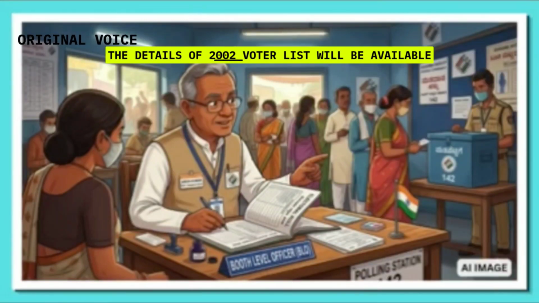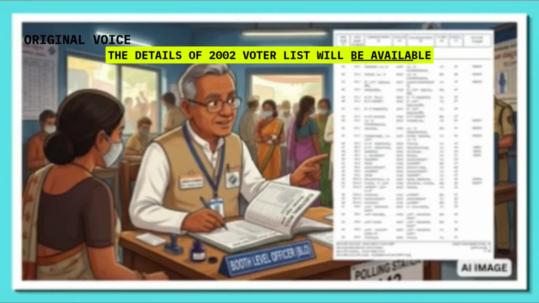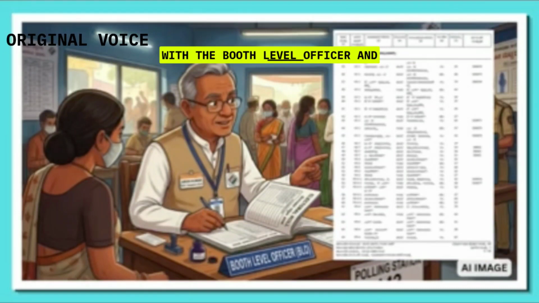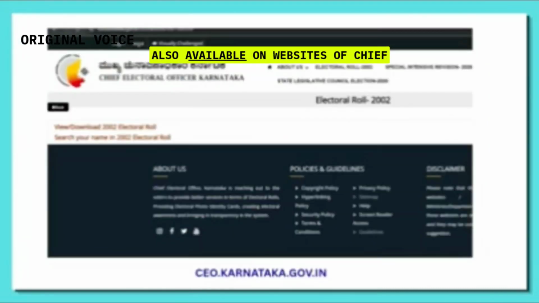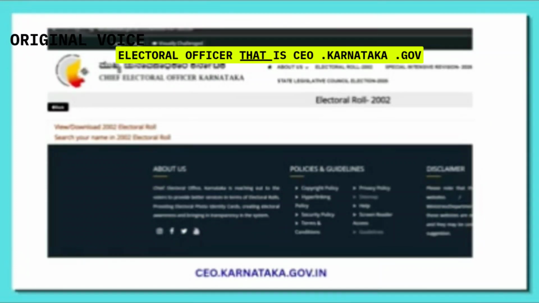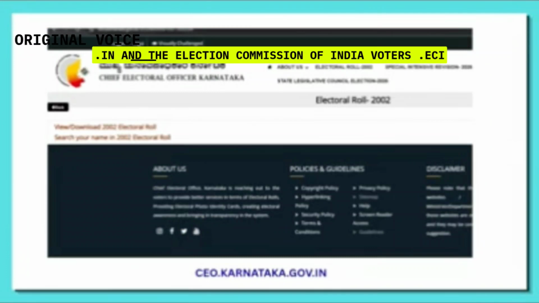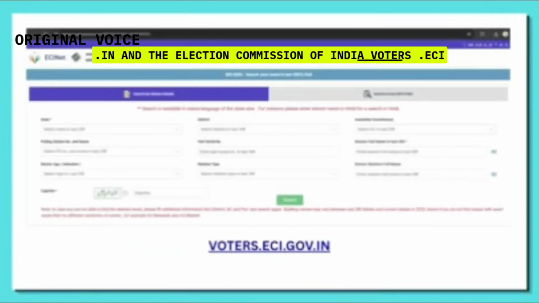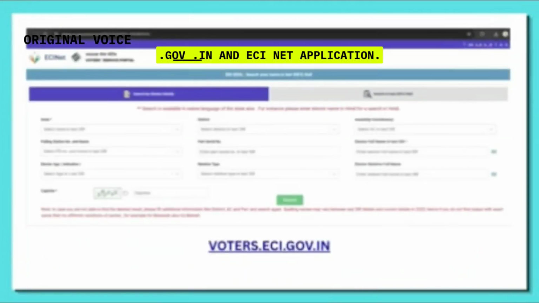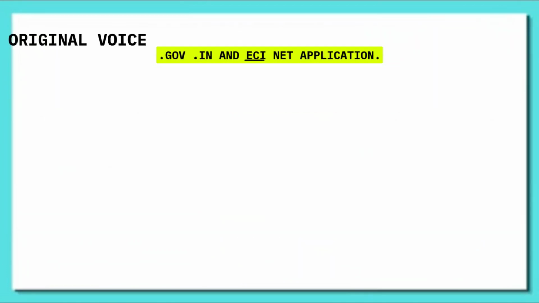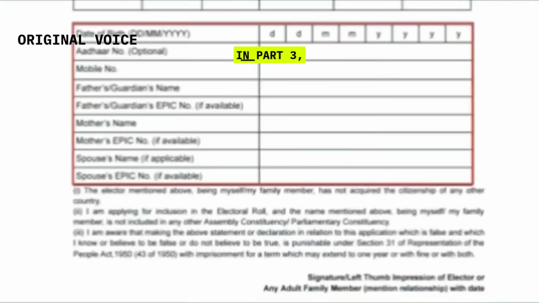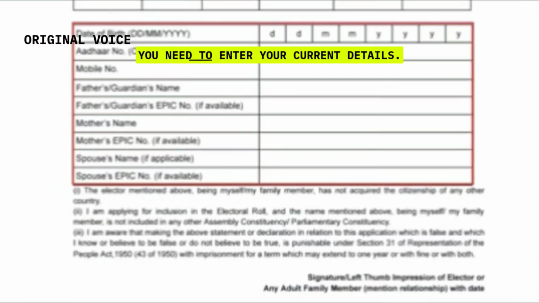The details of the 2002 voter list will be available with the booth level officer and also available on the websites of the Chief Electoral Officer, that is ceo.karnataka.gov.in, and the Election Commission of India, voters.eci.gov.in, and the ECInet application. In part 3, you need to enter your current details.